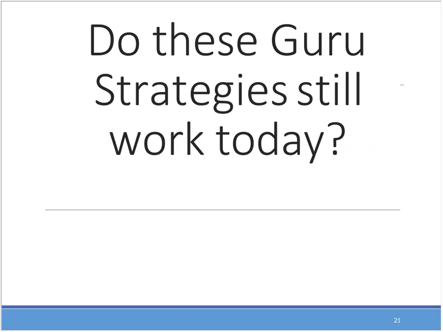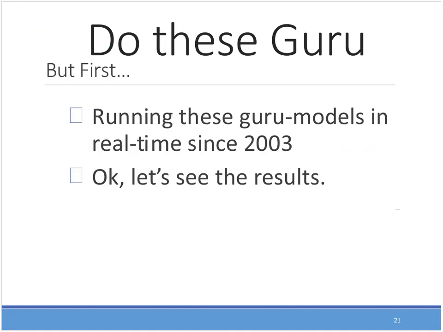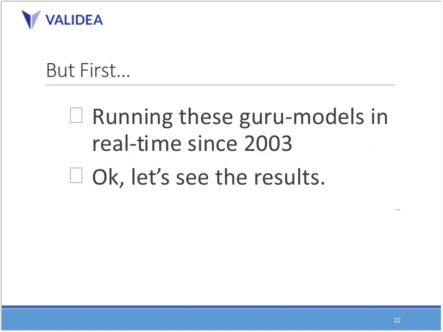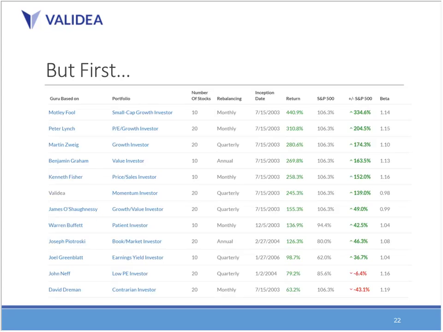So here's a question. Once strategies become well-known, there's this perception or thought that you can't take advantage of strategies anymore. So we've got to ask the question, do these guru strategies still work today? And the answer actually is a resounding yes. And to give you a little background, I want to repeat that I've been running these guru models in real time since 2003. So these are based upon actual selections of the models, now more than 12 years of actual historical data in terms of what they traded.